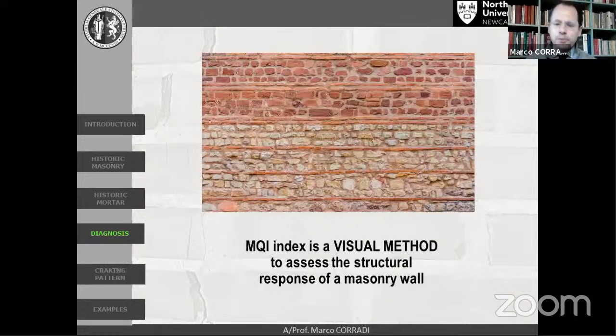So, for example, looking at the face of the masonry, if you have courses, if you have stone masonry, this method will give you an estimation of the shear strength, of the shear modulus, and also of the compressive strength of the masonry. I will just talk about this in the next slide.